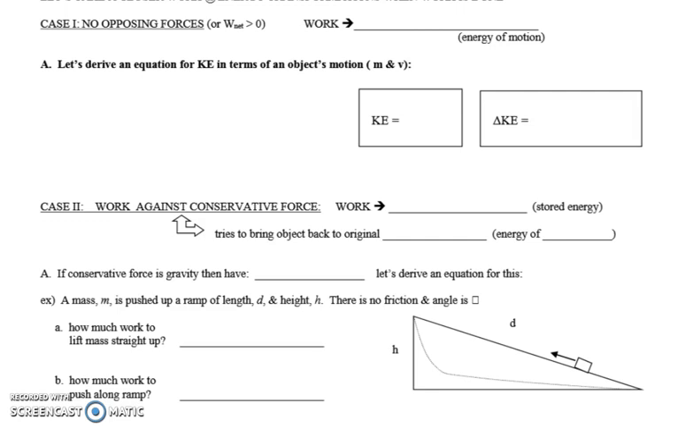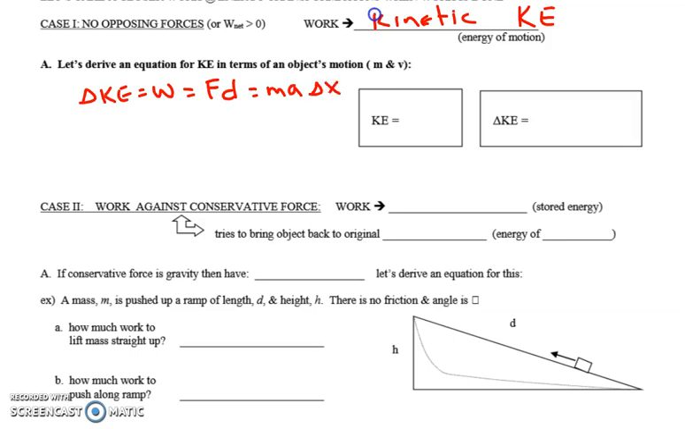So the first situation, no opposing forces, as we said in class, is work goes to kinetic energy, KE. And that's the energy of motion. And so we want to come up with an equation that tells us how much kinetic energy you get when you do work. And that work is a force times a distance, and that really translates to m a, and our distance would be a change in position. And we talked about in class that a times delta x from kinematics is really just equal to 1/2 your final velocity squared minus your initial velocity squared.